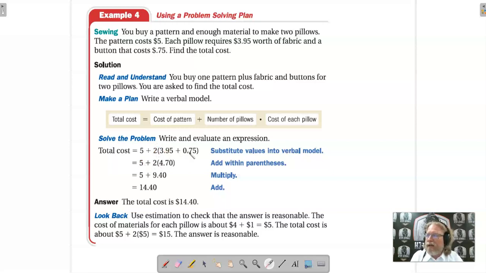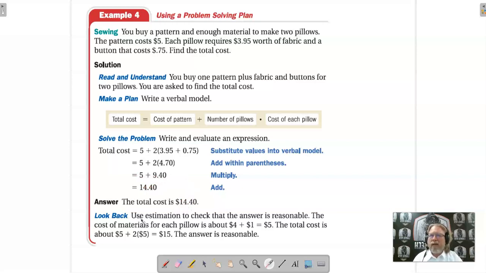So taking the sum of 3.95 and 0.75, we get 4.70, $4.70. Now we're going to multiply that by 2. We have to do the multiplication before we can do the addition. And that comes to a product of 9.4, $9.40. Now we need to add the $5. We come to $14.40 total cost for the 2 pillows.